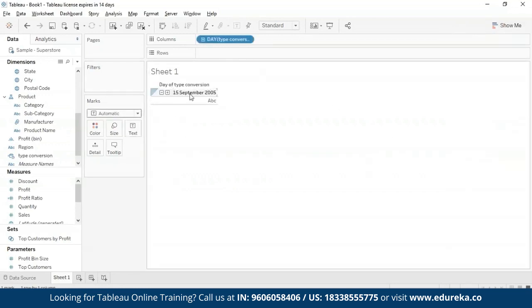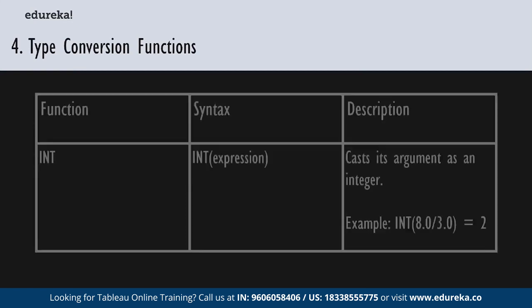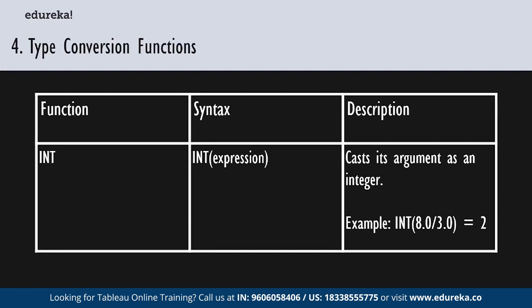And this is exactly how it's going to show it to me. This is the same in the table. Next we have float. So basically if I enter a float 3, it is supposed to give me 3.00. Next we have int or integer, which again, opposite of float, is going to cut down the decimal part of the number and give me only the integer part.